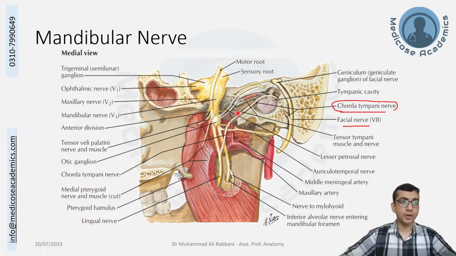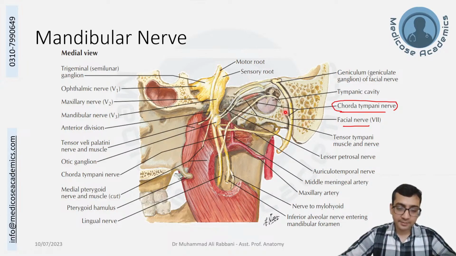It is very important because it is carrying the fibers for the taste of the anterior two-thirds of the tongue, and it is carrying the fibers for the salivary glands, the two of them that are remaining, that is the sublingual and submandibular gland. So carrying these fibers, the taste and parasympathetic fibers of the salivary glands, it enters the infratemporal fossa and it merges with the lingual nerve.